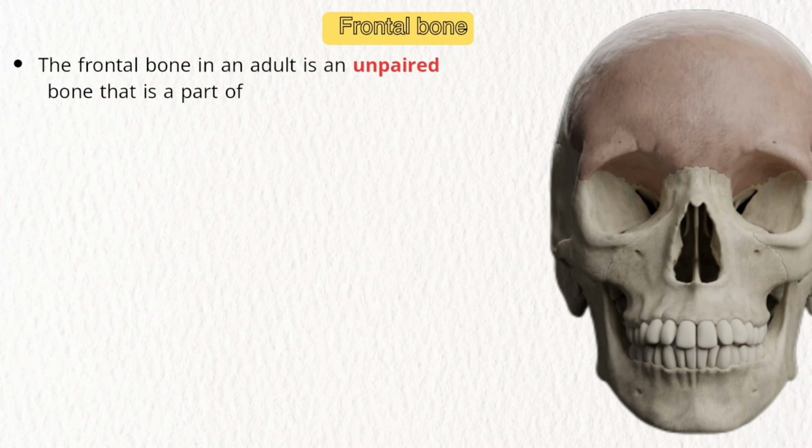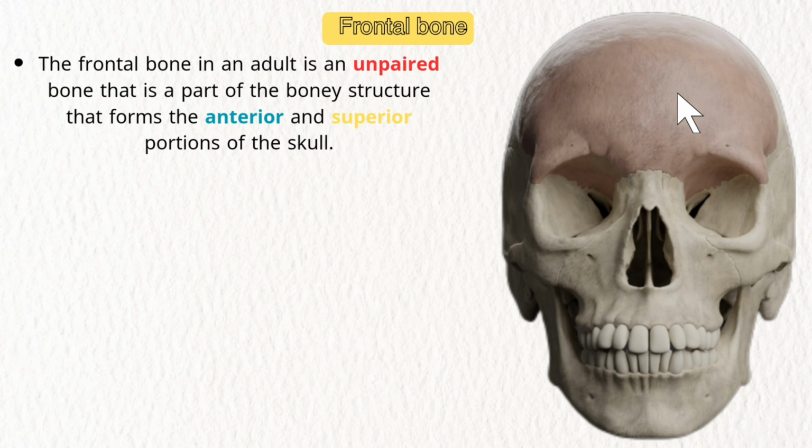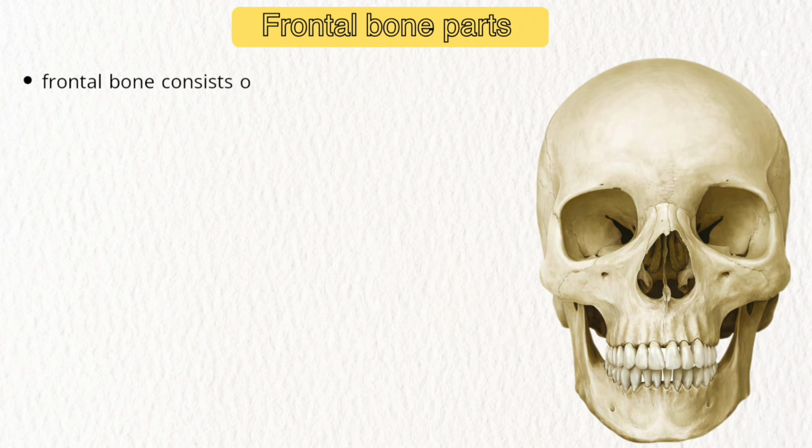The frontal bone in an adult is an unpaired bone that is a part of the bony structure that forms the anterior and superior portions of the skull. The frontal bone consists of 6 parts.